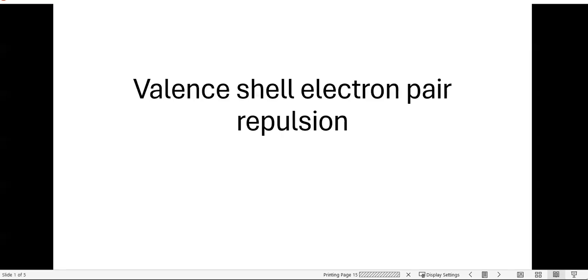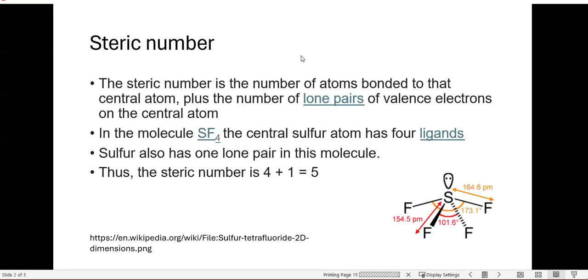All right, on to VSEPR. So VSEPR relies on this idea of steric number. You just need to look at how many atoms are around your central atom, and then the trick is to count how many lone pairs. This comes from doing the Lewis dot structure.